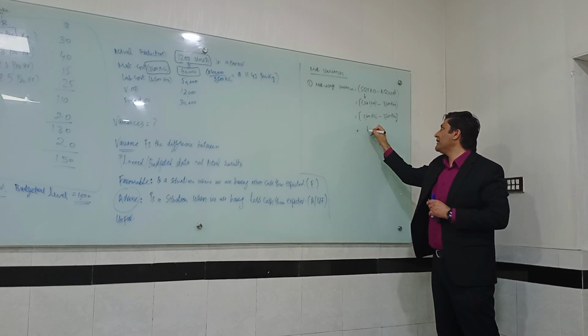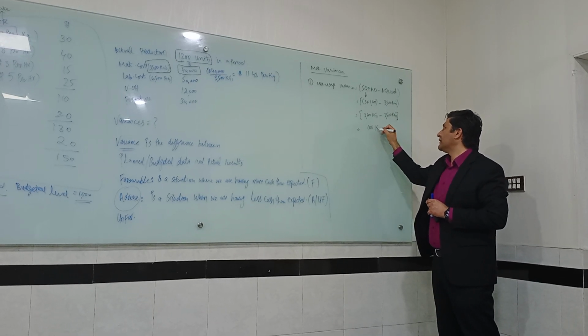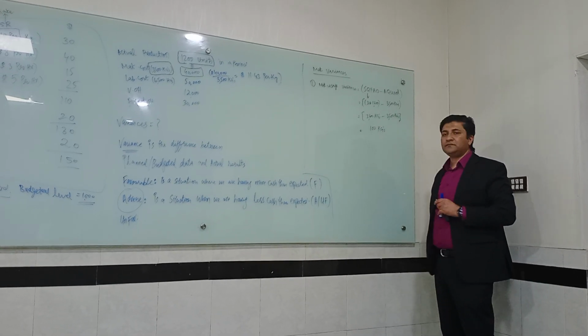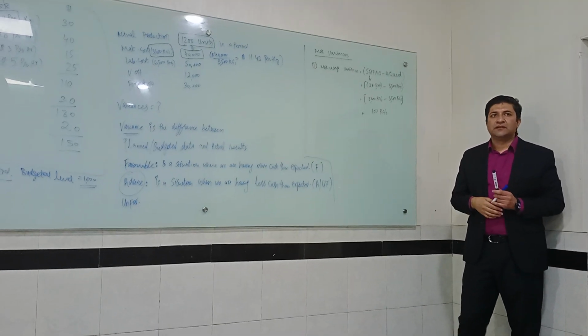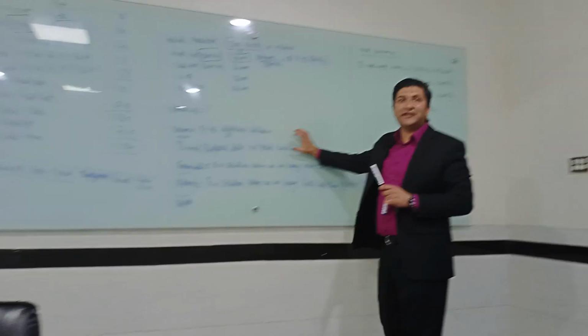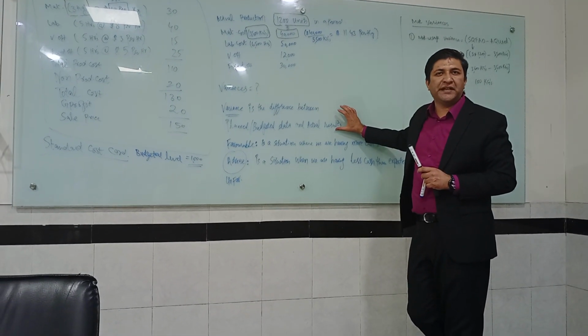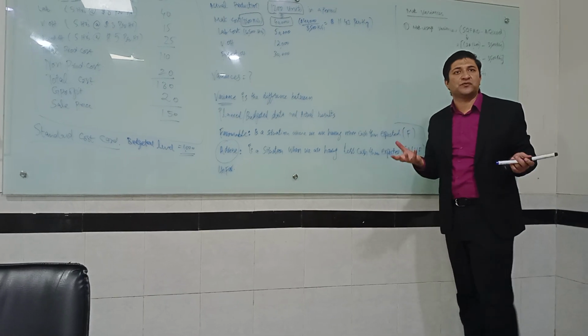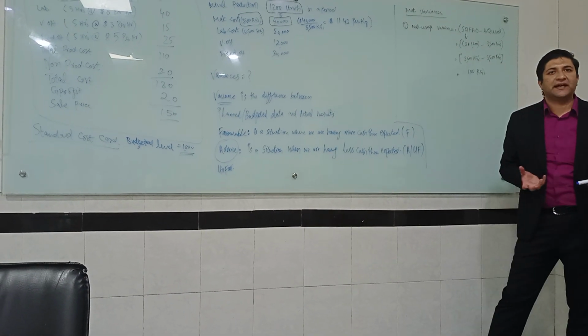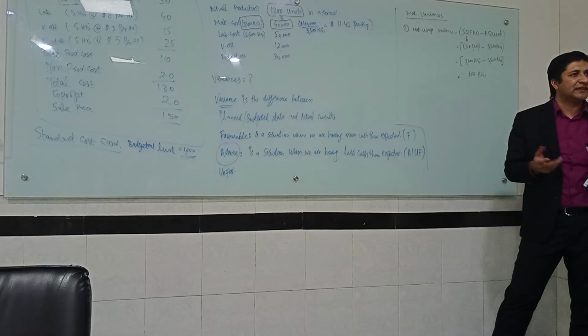And there is 100 kgs saving. This is a favorable situation. Remember that the variance is always in dollars. The variance must be in dollars so that we can compare how many dollars we have saved or how many dollars we have spent more than the budget.